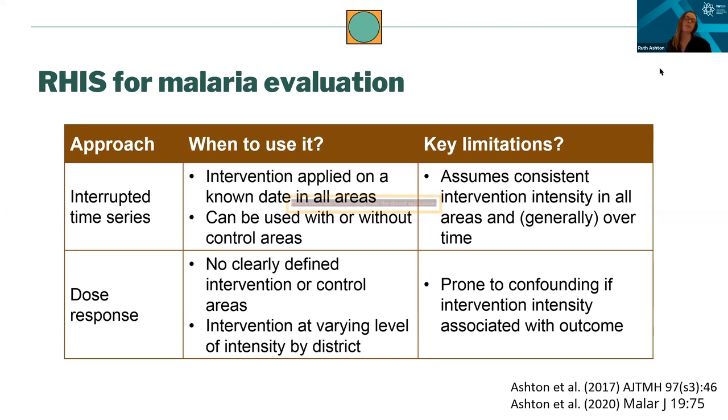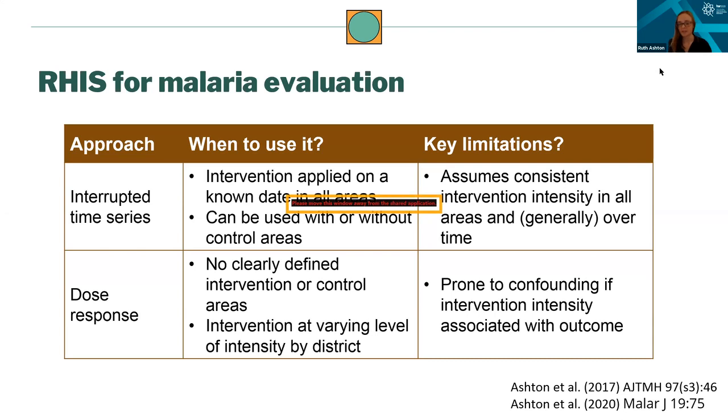By comparison, the dose response analysis is useful when you don't have a clearly defined interventional control area, but instead what you do have is a variation in intensity of whatever policy or intervention that you're interested in. So you can use that difference by district to explore the impact that that has on your outcome. One of the key limitations for a dose response method is that it's prone to confounding if your intervention intensity is associated with your outcome. So that's just something to be careful about.